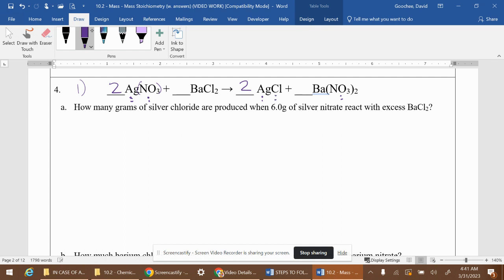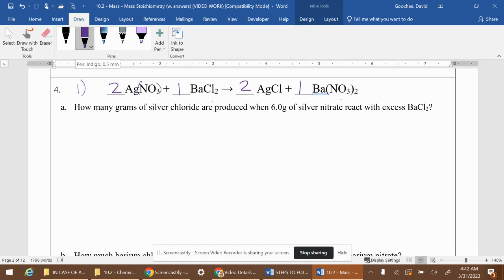So we've got to put a 2 in front. Boom. Now we've got two silvers and two chlorines, one barium, two chlorines, and two chlorines. Balanced. So this is 2, 1, 2, 1. So that's step one, balancing this equation.